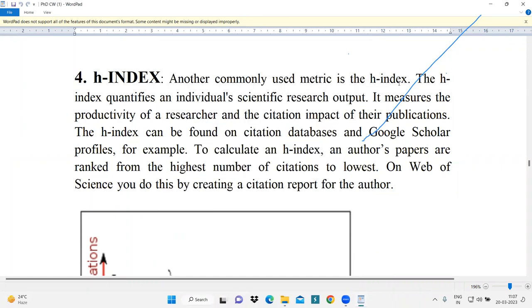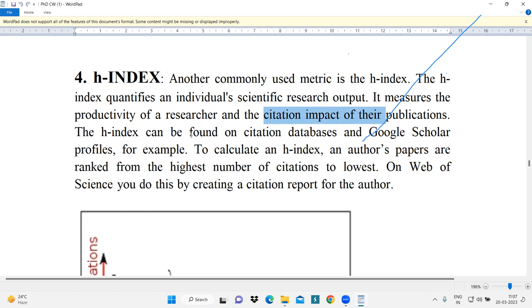Another commonly used metric is the H index. The H index quantifies the individual scientific research output. It measures the productivity of a researcher and the citation impact of their publications. Not only the quality has to be there, citation has to be there.